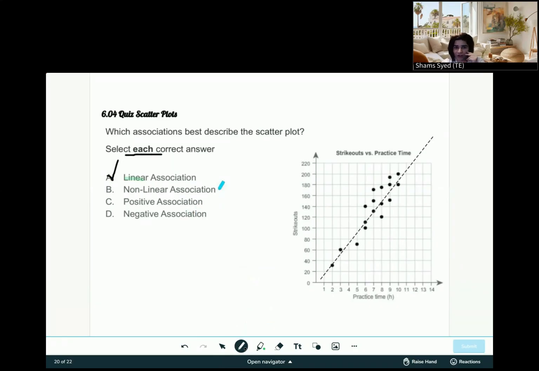It's not non-linear. Is it positive? Is it going up? Something that is going up is also a positive association. So non-linear was not correct. Negative was not correct. The correct answer it was linear because you can represent using a line. It is also positive.